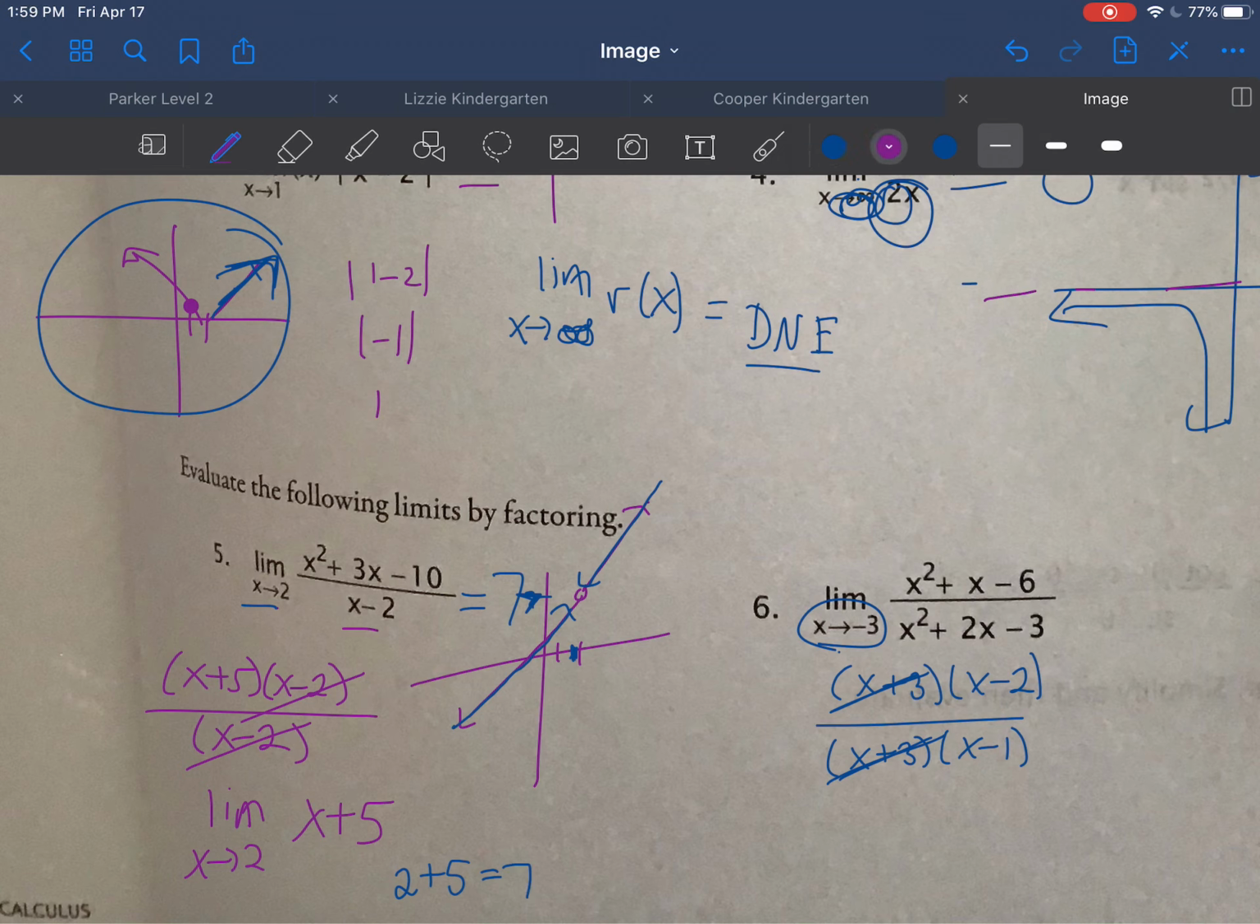We're going to plug in that -3. So -3 minus 2 divided by -3 minus 1. -3 minus 2 is -5. -3 minus 1 is -4. Since they're both negative, our limit would be 5/4. Okay? So the limit as x approaches -3 of x squared stuff over x squared stuff is equal to 5/4.